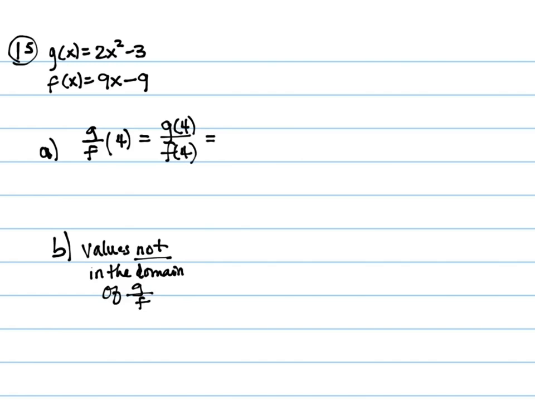So I'm going to take the number 4 and plug it in for the x in the g equation. So that would be 2 times 4 squared minus 3 over 9 times 4 minus 9. Okay, simplifying. 4 squared is 16 times 2 is 32, and 32 minus 3 is 29. 9 times 4 is 36 minus 9 is 27.